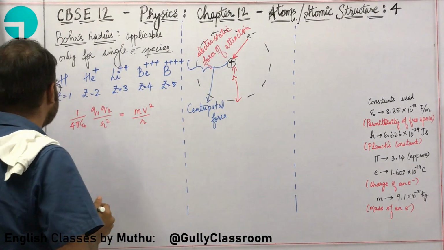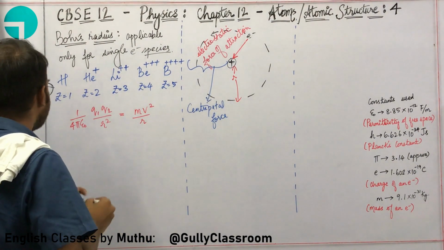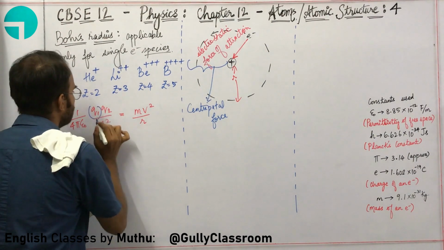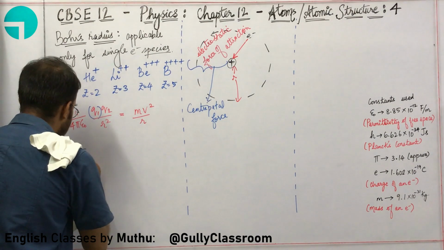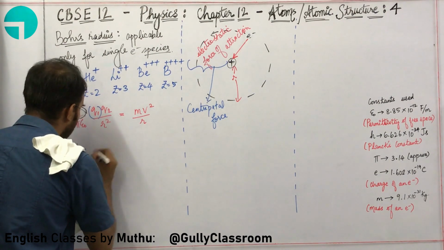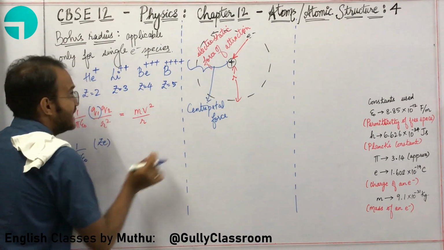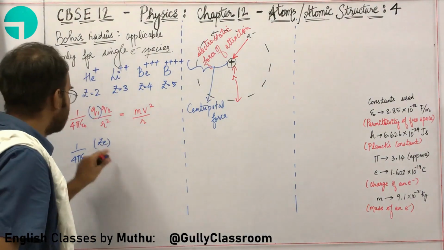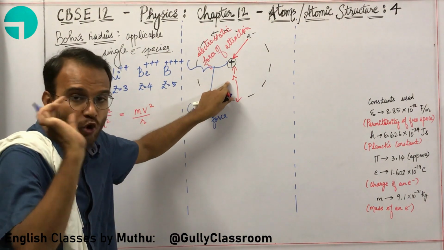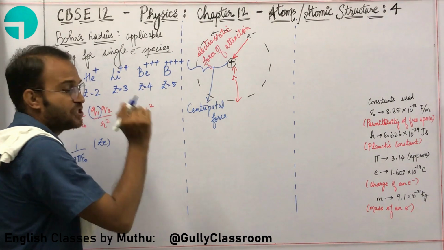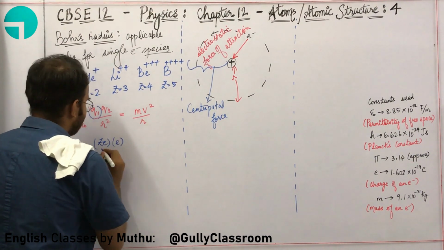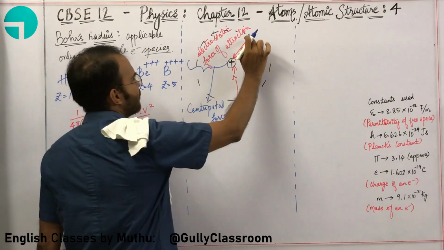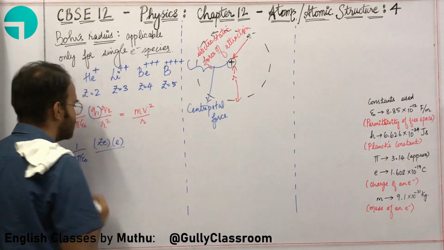Let us continue this derivation. Here, what is q1? q1 is the charge of the nucleus, which is Z into e. What is Z? Z is the atomic number, which gives the total number of protons in the nucleus. e is the charge of the proton. And we are also going to take e as the charge of the electron.